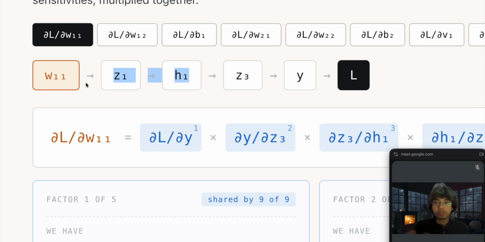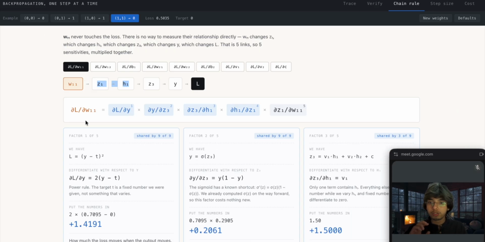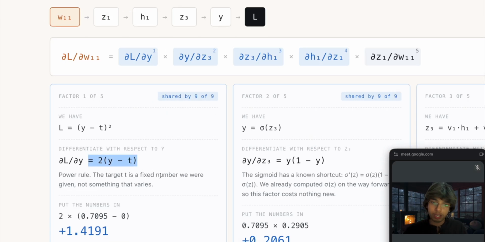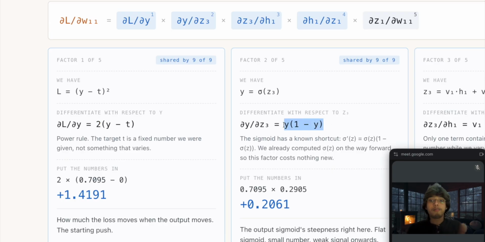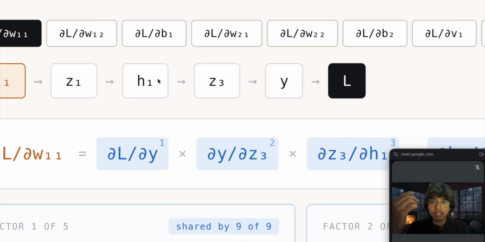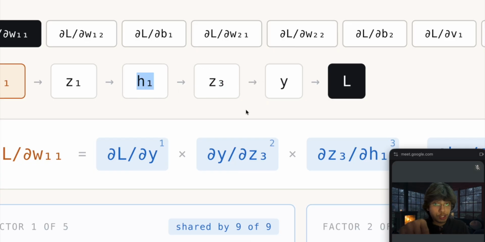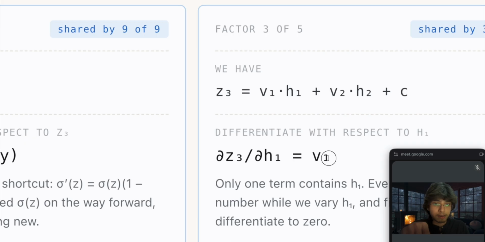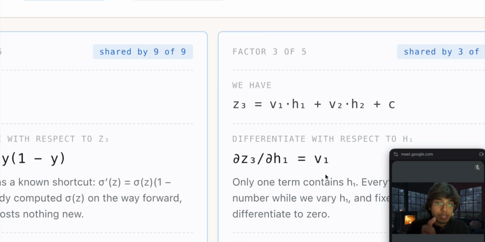So now we only have to deal with h1, z1, and then finally w11, right? So we calculated this, okay, and we also calculated this, and we multiplied both of them, and we called it delta out. Perfect, right? Look at the chain here. We need to know how z3 changes with h1. Okay, so that's what we are doing here, and this gives us v1.